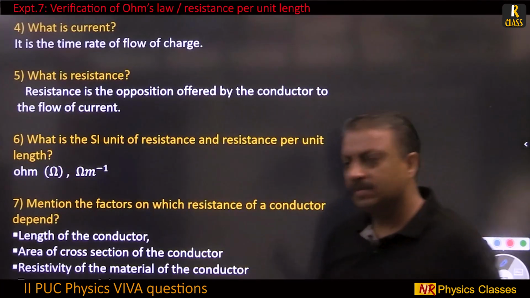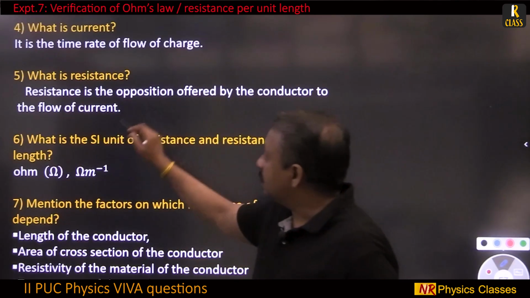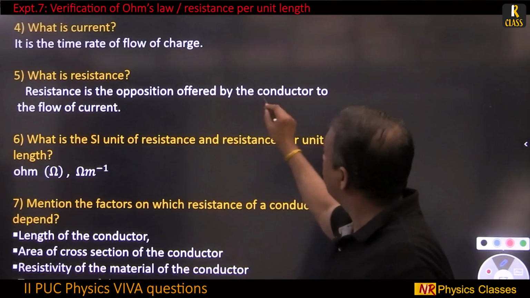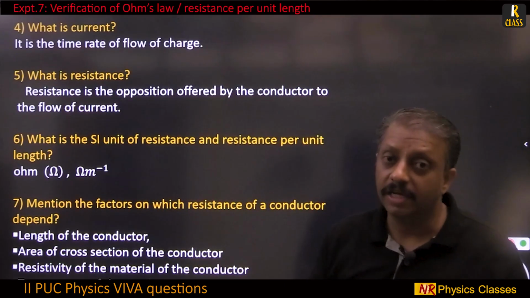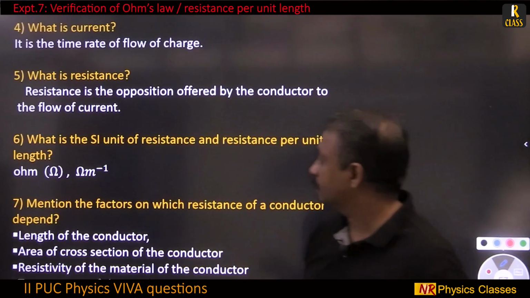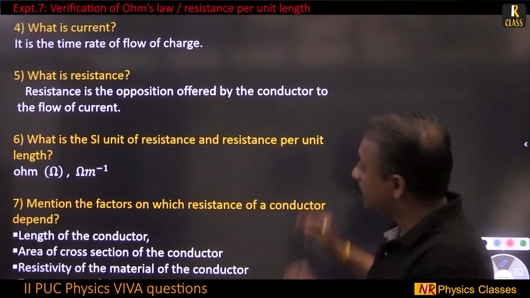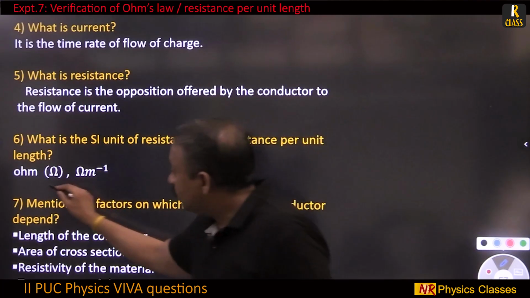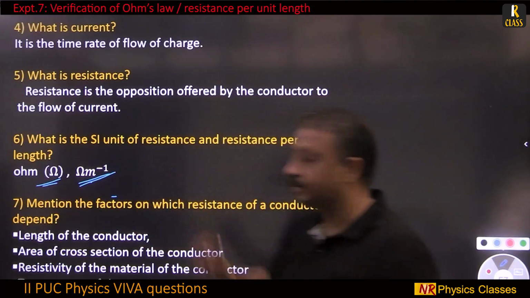What is current? Time rate of flow of charge. What is resistance? Resistance is the opposition offered by the conductor to the flow of current. What is the SI unit of resistance? The unit of resistance is ohm. Resistance per unit length, ohm per meter.